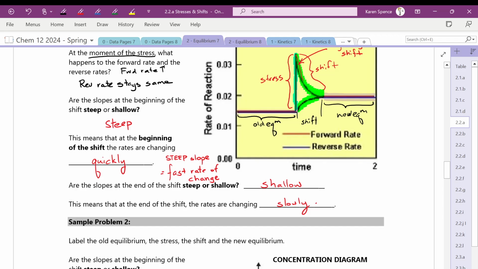Okay, so you can try the next one. This one is a concentration diagram. So we just did a rate diagram. Now we're looking at a concentration diagram.